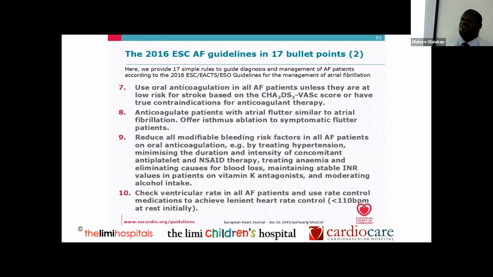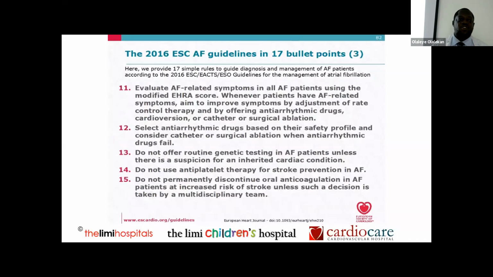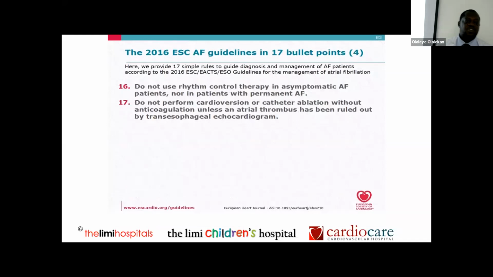You use oral anticoagulation based on your CHA2DS2-VASc score. Don't use aspirin or antiplatelet alone. Then we talked about achieving good heart rate control. And like I said, do not use antiplatelets and do not discontinue your anticoagulant prematurely. Some of these patients might actually need to be on anticoagulant for the rest of their life. Do not use rhythm control therapy in asymptomatic patients or in patients with permanent atrial fibrillation. Do rate control in these patients. Do not perform cardioversion or catheter ablation without anticoagulation, except you have ruled out the presence of thrombus in the left atrium or left atrial appendage by transesophageal echocardiogram.